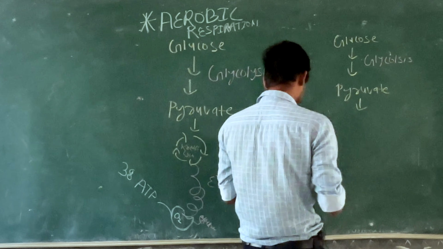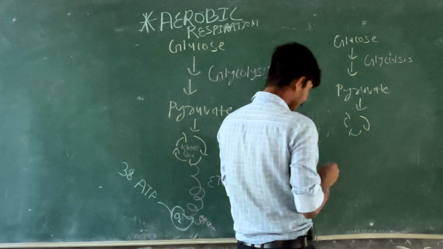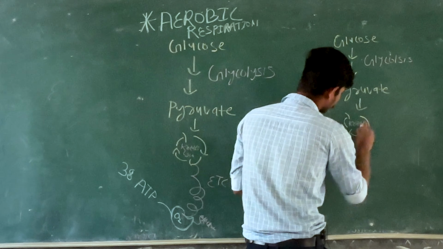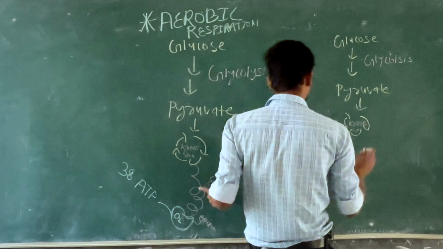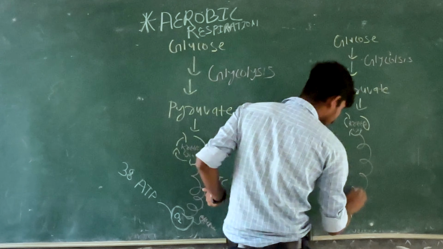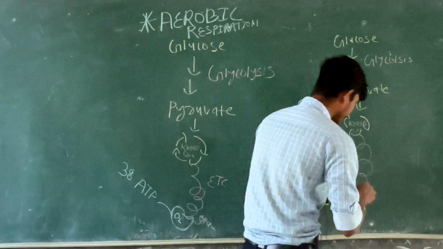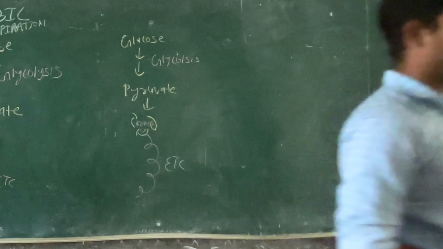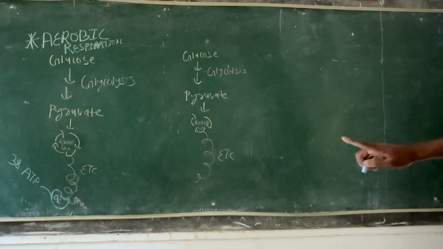This pyruvate goes to the Krebs cycle, and from the Krebs cycle it enters the electron transport chain. Got it? This is called the ETC, electron transport chain. Now what you have to understand here is that in the case of anaerobic bacteria, there is no oxygen.